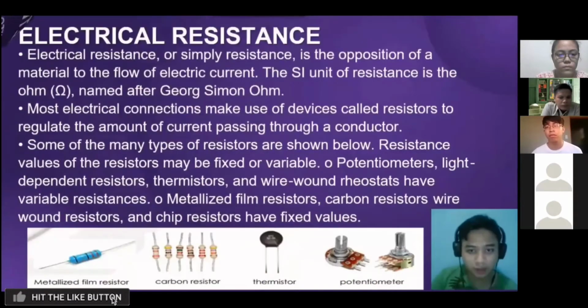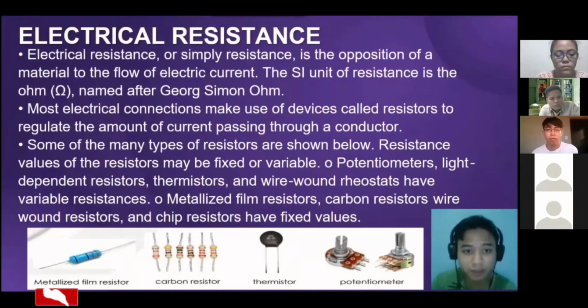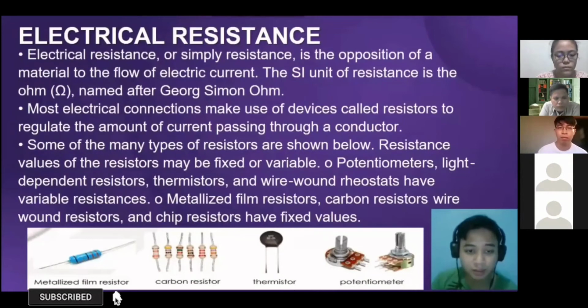Electrical resistance. Electrical resistance, or simply resistance, is the opposition of the material to the flow of the electric current. The SI unit of resistance is the ohm, which was named after the German physicist and mathematician Georg Simon Ohm.